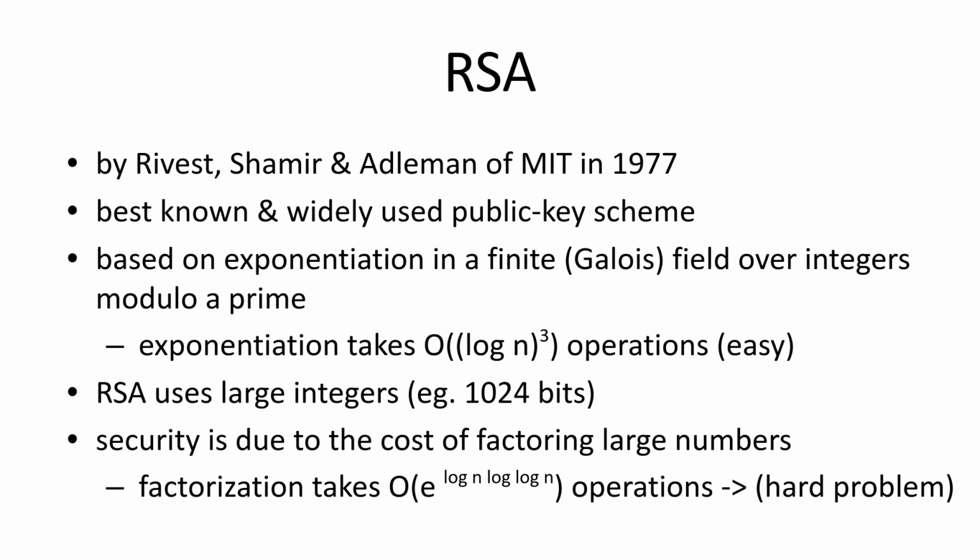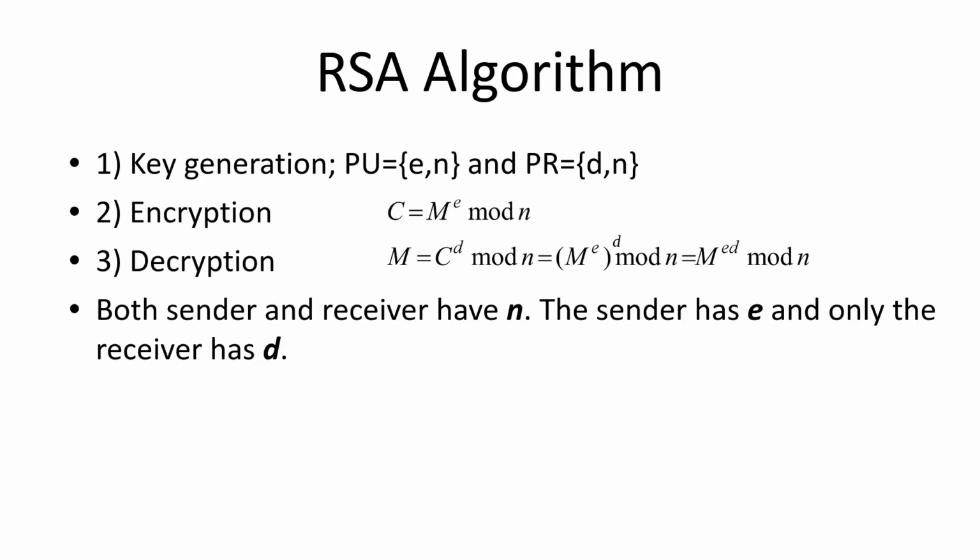The security is the cost of factoring large numbers. Because factorization is a hard problem, security is there in RSA, not because RSA is complicated. Factorizing large numbers takes order of e raised to log n, log of log n, which is infeasible. It is not that it is not possible, it is just not practical. So it's a hard problem.